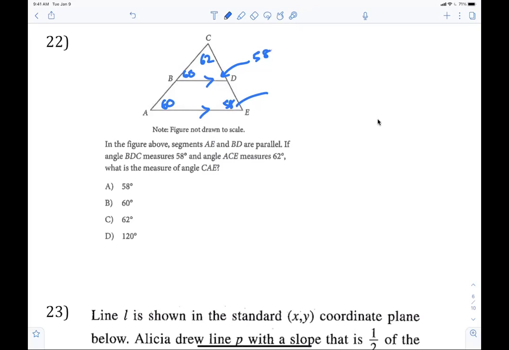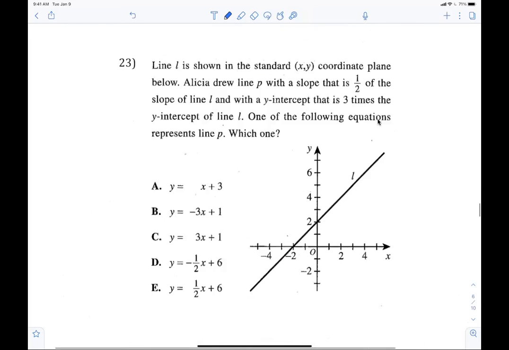Isn't the angle ACE and CAE kind of the same thing? Aren't ACE and CAE the same thing? Why is that? That would have to be isosceles. Does it tell you it's isosceles? No. So you don't know they're equal, no. Yeah, I believe the correct answer is B. All right, here we go.